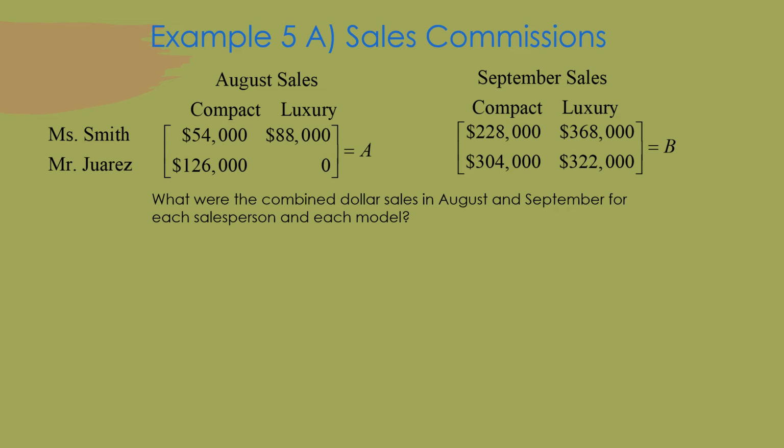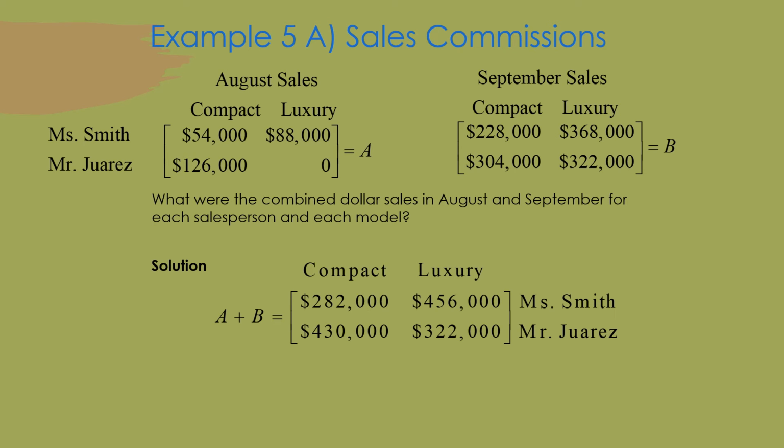You can use matrix addition and subtraction in word problems. So here there are two different sales, one for August and the other one for September, for these two persons, Ms. Smith and Mr. Jury. If we are trying to find the combined sales, we have to add them together, A plus B, and that will be the combined sale.